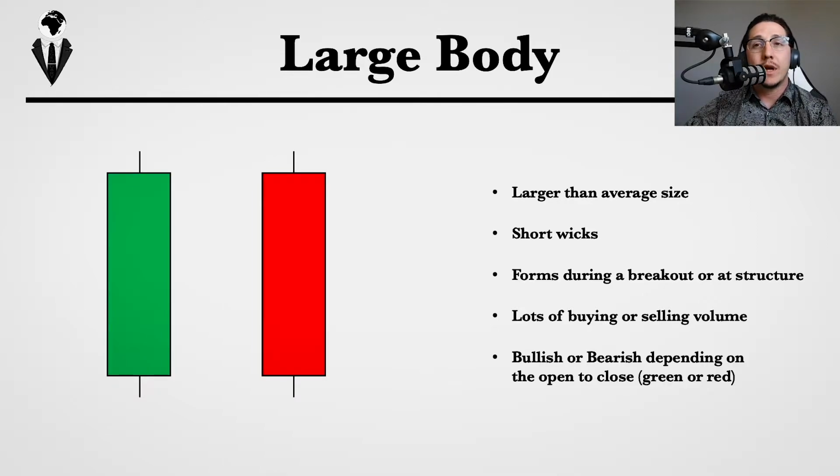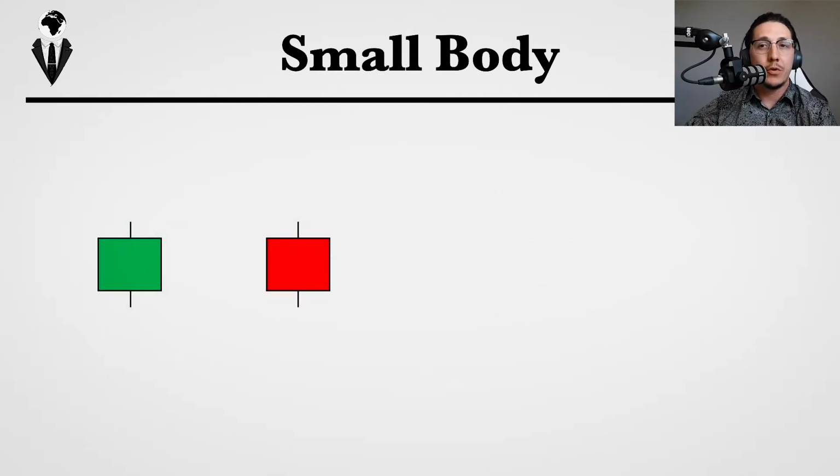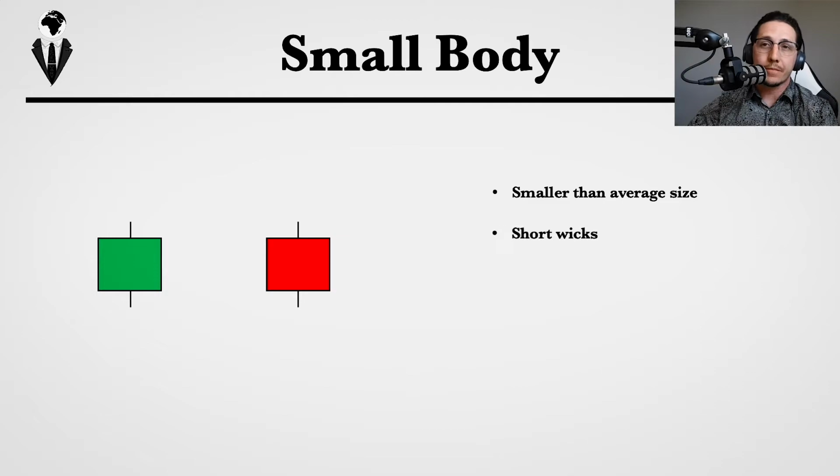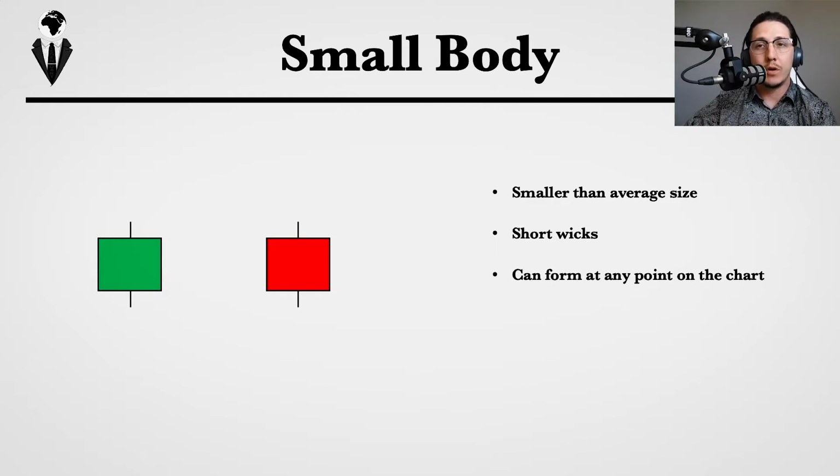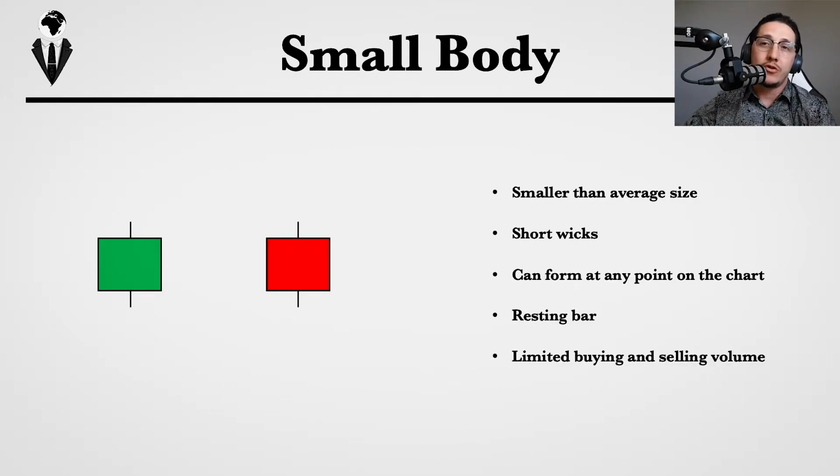The next one we're going to look at is just a small body candle. You'll notice that these are smaller than your average size candle, and they have small wicks as well. And they can form at any point in the chart. So it doesn't matter whether they're at a structure level or not. They can just form at any point. And what it represents is usually just a resting bar. So really not much is happening. There's very limited buying and selling volume going on during that time frame.